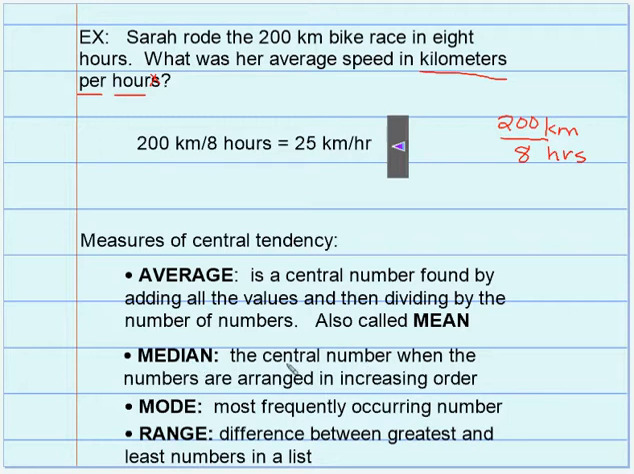Median is the central number when the numbers are arranged in increasing order. So you have to put them in order and then find the middle number. And if there happens to be 2 in the middle, then you average them.